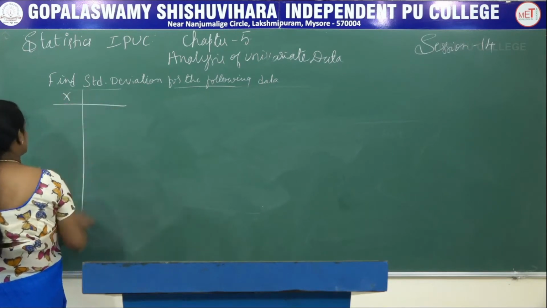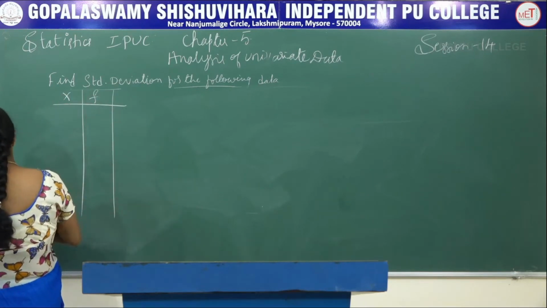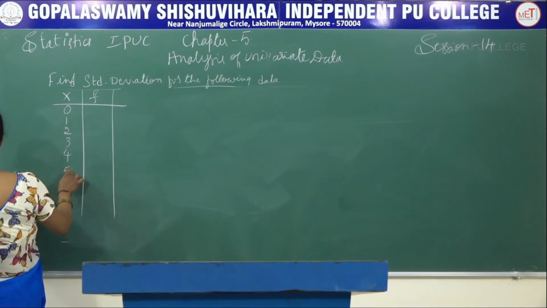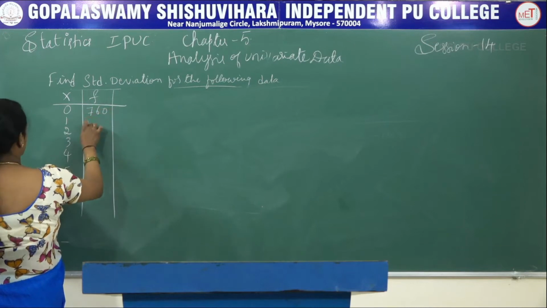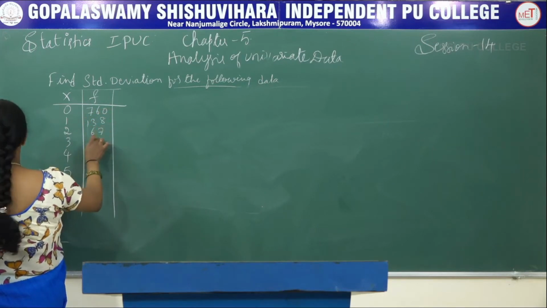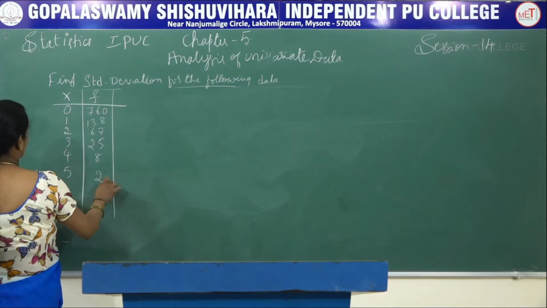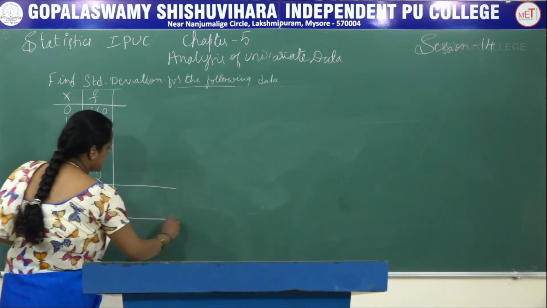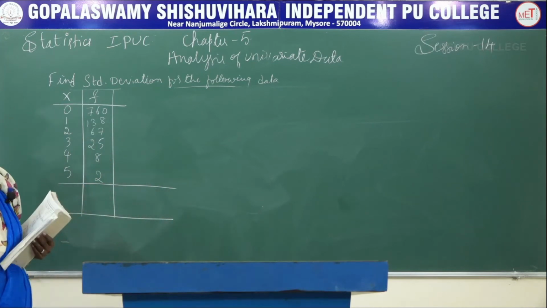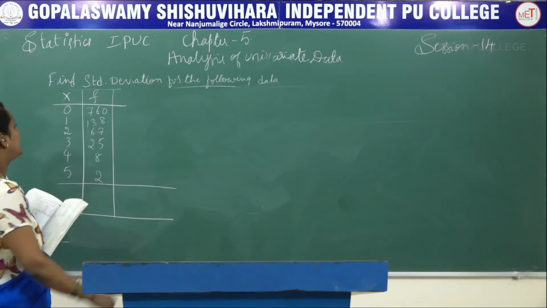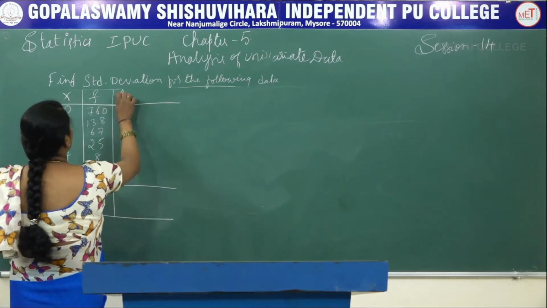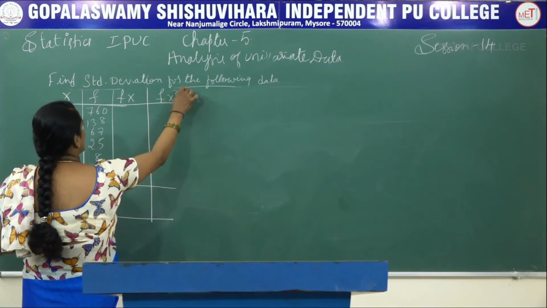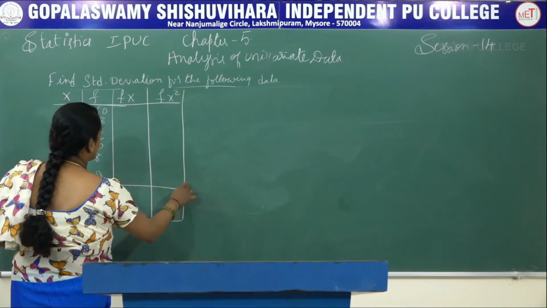X and f: 0, 1, 2, 3, 4, 5, with frequencies 60, 138, 67, 25, 8 and 2. This is a discrete type of data, so here we are having frequencies. The first step is to find f into x, then f into x square.